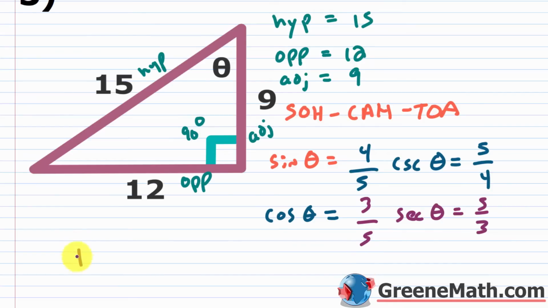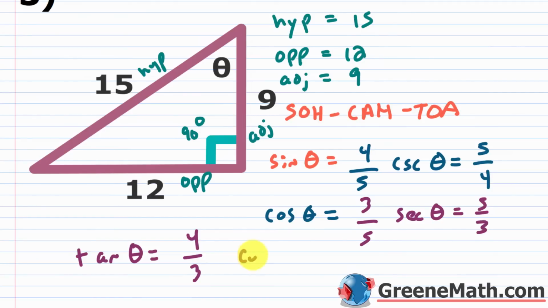So you're going to have your tangent of theta. And again, that's your T here. You have O and then A, so opposite over adjacent. Opposite here is 12, adjacent here is 9. So 12 over 9, and again, you can cancel a common factor of 3. So this would be 4 if you divide 12 by 3, and this would be 3 if you divide 9 by 3. Okay, so you get 4/3.